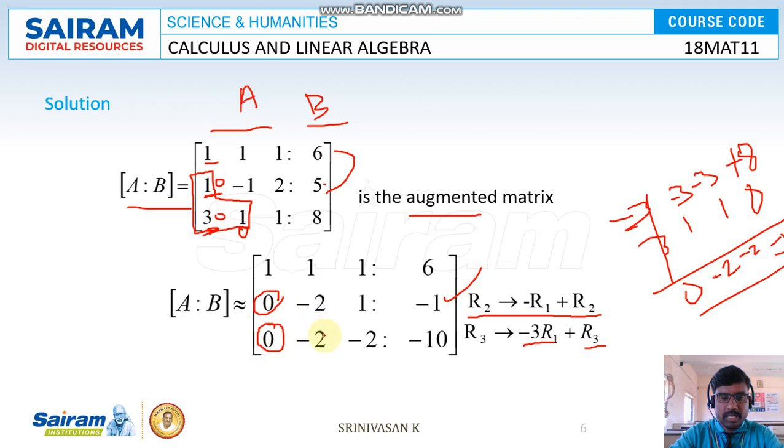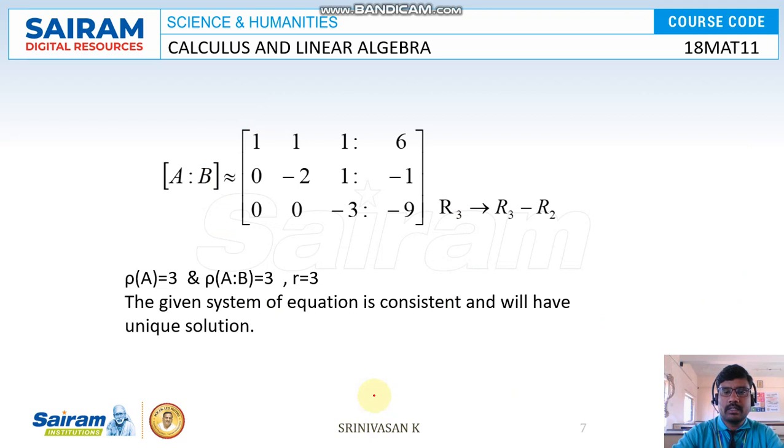Next we have to make a zero here. How to make it? Compare this one: here minus 2, here minus 2. So in R3, I multiply R2 by minus 1 and after that I add to R3. Now I will get the 0. So R3 minus R2. So we get the upper triangular matrix, and the process is completed.